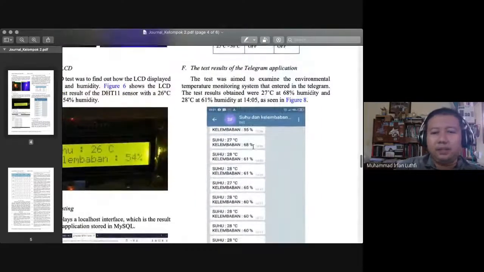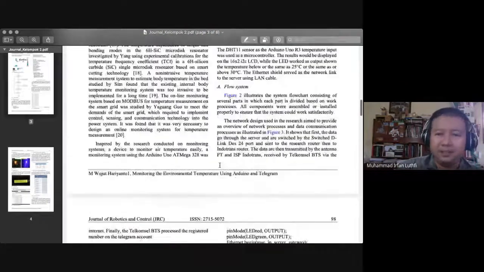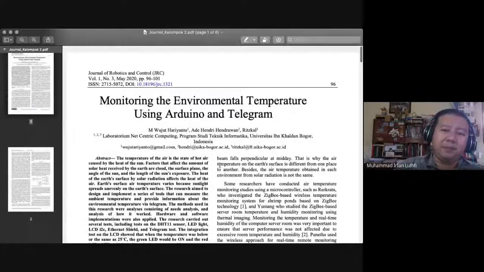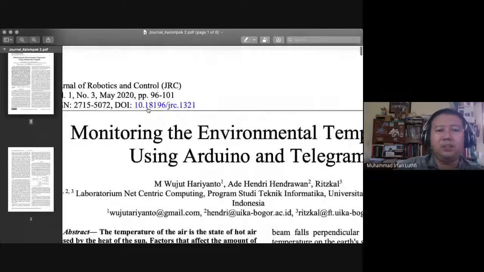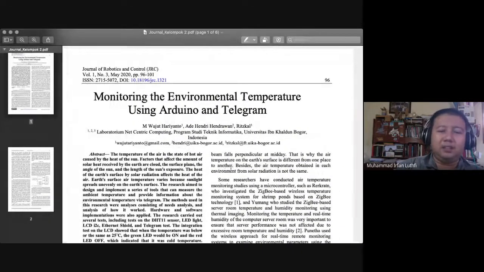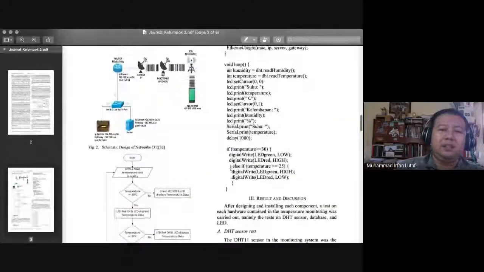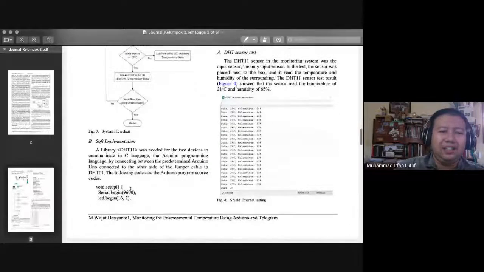Maybe they need to develop a bot for the Telegram, but they don't mention anything about the bot. So we miss so much information in this paper. It's not a mistake from group 2, but I think maybe this paper is not complete yet. It's not complete, but it's already published in the Journal of Robotics and Control. It's good for them, but it's not good for us because we missed so much information here.